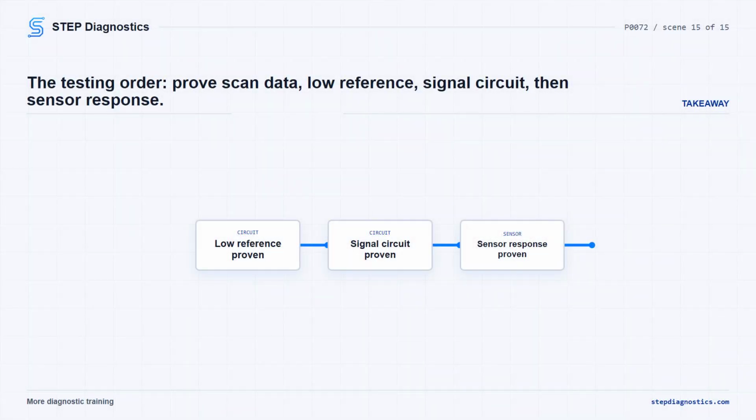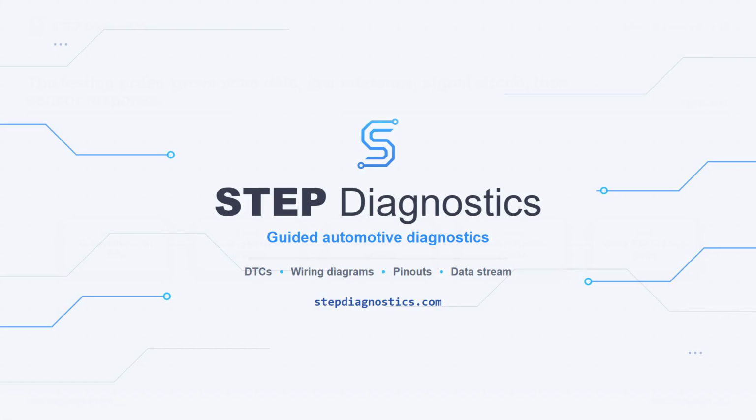After the repair is complete, verify the repair and confirm the code stays gone under the conditions that run the monitor. Keep verification separate from the circuit tests. First prove the low reference, then prove the signal circuit, then prove the sensor response. Bottom line, P0072 is handled by comparing believable temperature data, checking the 2-wire sensor circuit in order, and only condemning a component or module after the circuit tests support it.